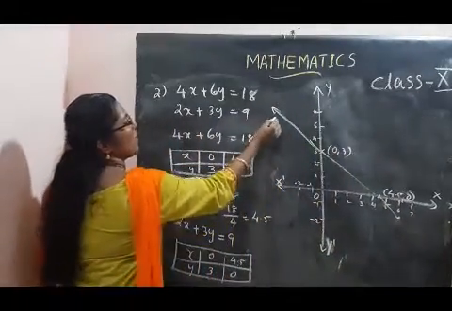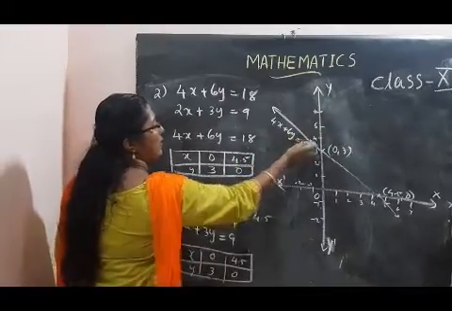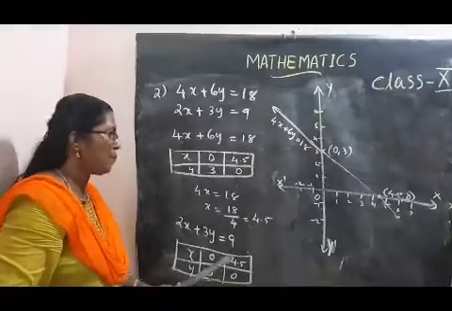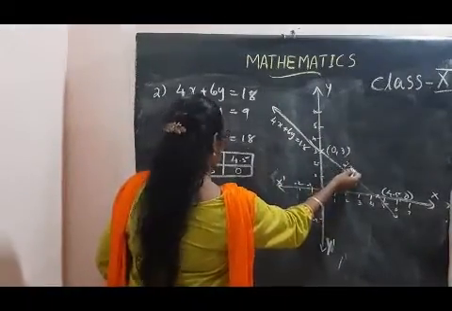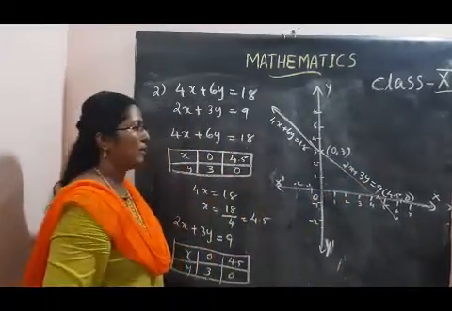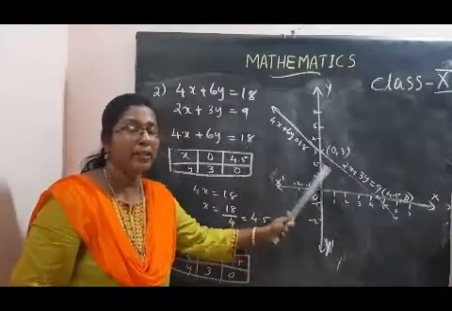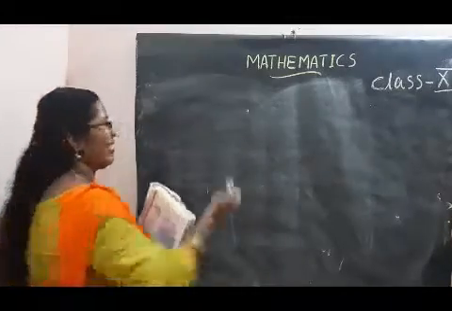The equation is 4x plus 6y equal 18. The next equation, 2x plus 3y equal 9, has the same points, so the equation represents the same line. These 2 equations represent the same line. The lines are coincident.